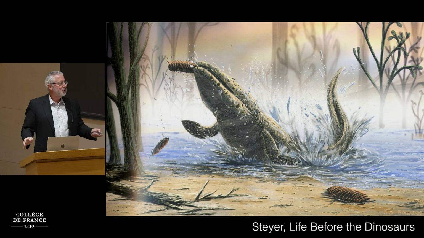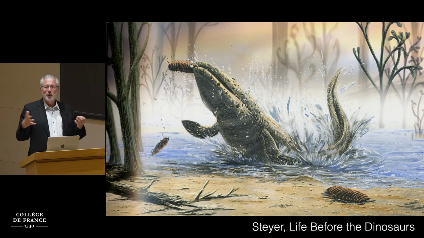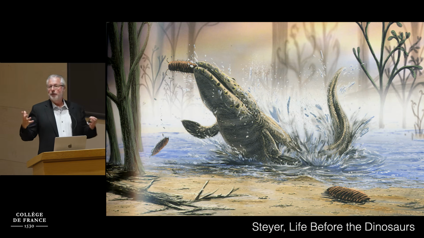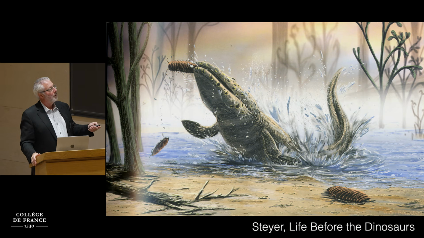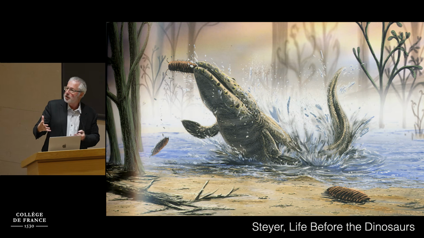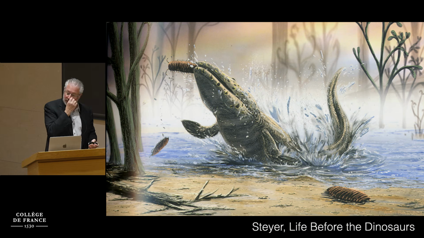So this is a beautiful reconstruction done in Sebastian Steyer's book, Life Before the Dinosaurs. It captures a lot of what Tiktaalik was about. It is a fish that lived in water, but also capable of living on the mudflats and on land. It had fins, it had a neck. It was a combination of fish and tetrapod characteristics, found at just the right time period in the fossil record.